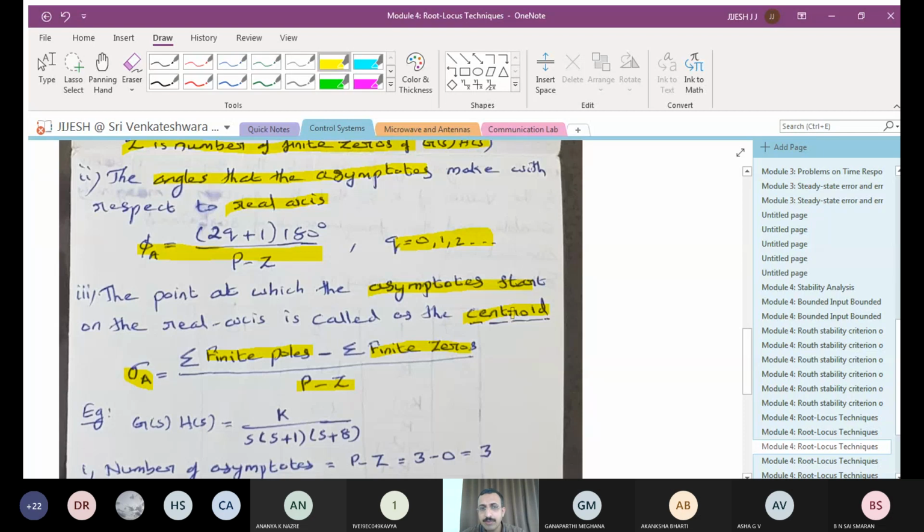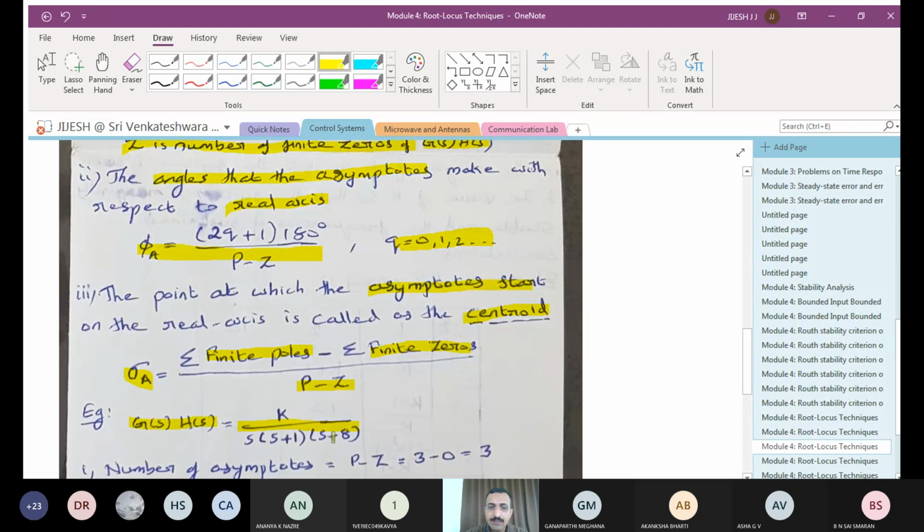So we will take an example, and we are going to see how this can be drawn. Step 4: if there is a problem like G(s)H(s) equal to K divided by s into s plus 1 into s plus 8, let us take it as an example and simplify that. So sigma A is given as the summation of finite poles minus the summation of finite zeros, divided by p minus z. So that all of you understand with an example.